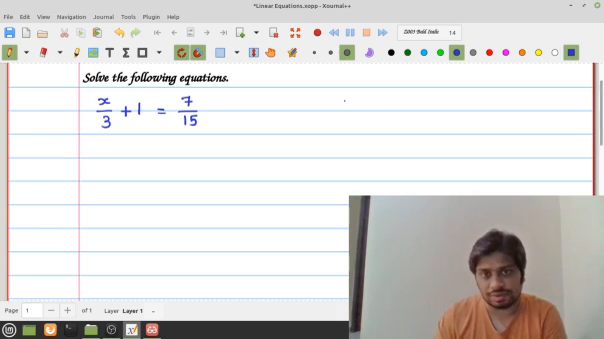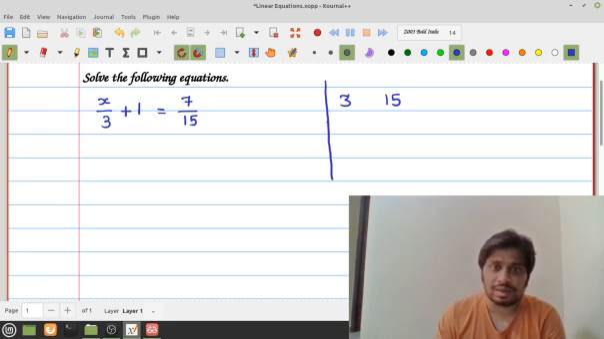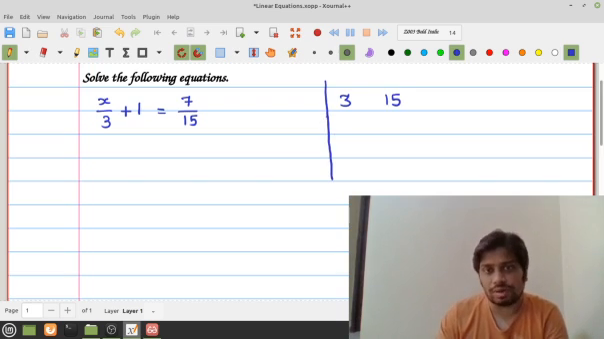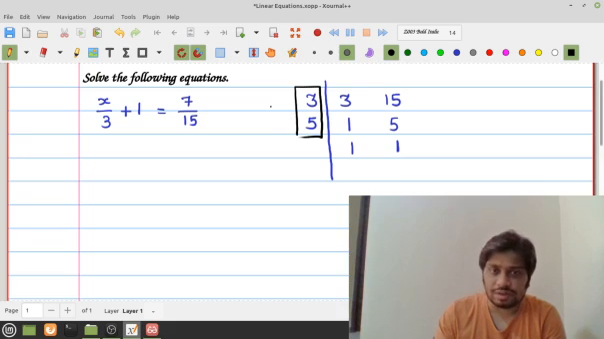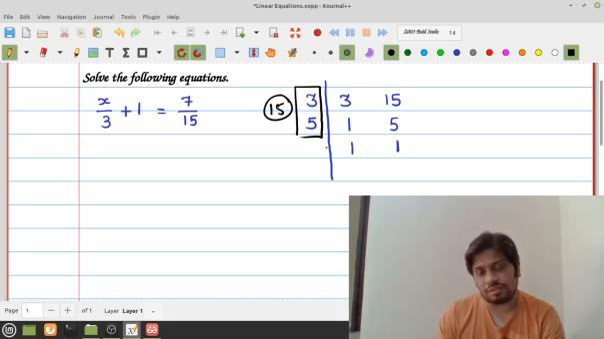So observe this, everyone. Let's first calculate the LCM of 3 and 15, in case you don't know how to calculate the LCM of two numbers. 3 1s is 3 and 3 5s is 15. Now 1 I just carry forward. Now 5 is divisible by 5 only, so 5 1s is 5. So we are done with this. Now if you multiply 3 and 5, you get 15. So we got the LCM as 15 in this case.